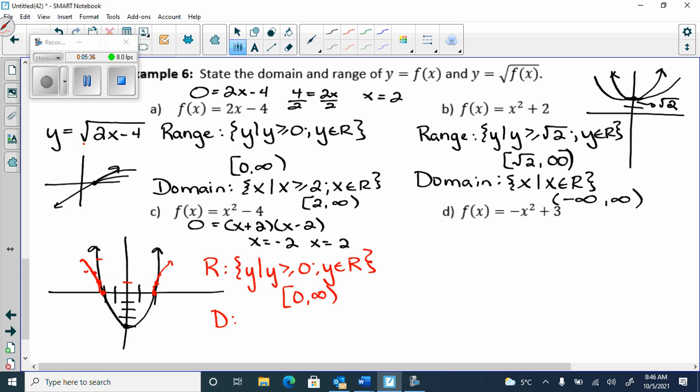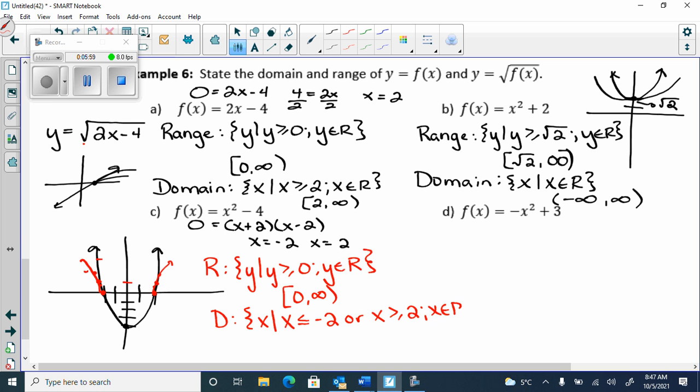And my domain is going to be less than or equal to -2, or greater than or equal to 2. There's no numbers in the world that can be in between those two, correct? So we can't sandwich it. So we have to go x such that x is less than or equal to -2, or x is greater than or equal to 2, x ∈ R.